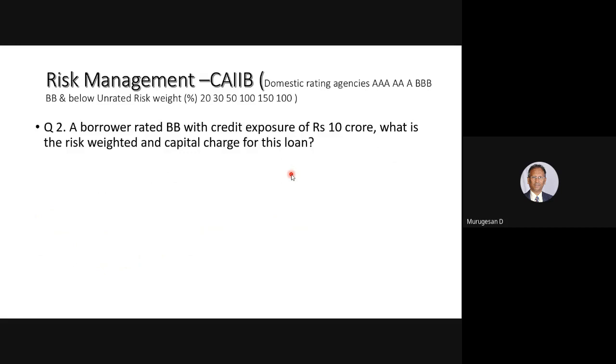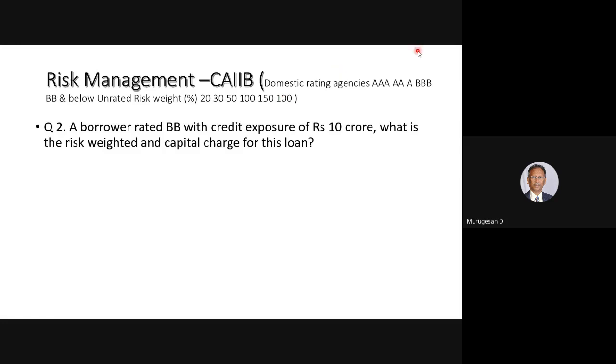Okay, Q2, the borrower rated BB. This you have to keep in mind. For corporates, AAA means 20, AA means 30, A means 50, BBB means 100. BB and below, 150%. But unrated means 100% only. Some companies are unrated, meaning no approved agency has done a rating exercise. So for them only 100% is applied. Suppose the rating is too low, 150%. Understood? These are corporate ratings. You have to keep this in mind, then that will help you do the mathematical problems.